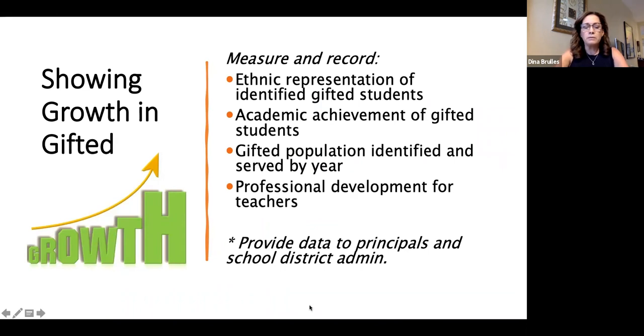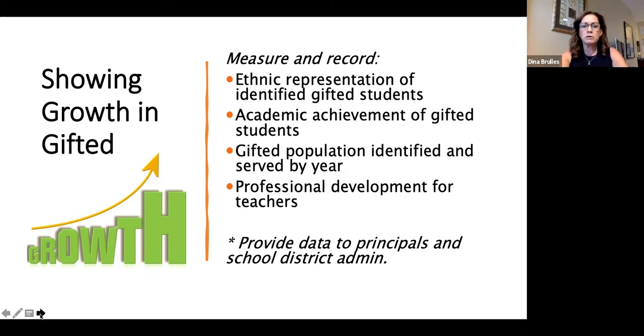So what I see a lot is that people hide from some of their achievement data, their gifted identified student data. They're afraid of that population, and so I take the opposite approach. I want to measure and record the ethnic representation of all the gifted students identified in the district, because that draws attention to school administrators saying, wait a minute, we've got smart kids that we're not identifying, which is the whole purpose of our test.